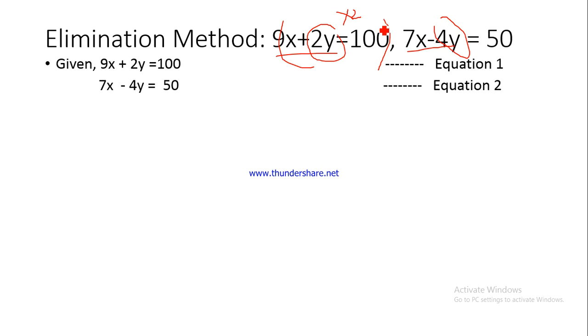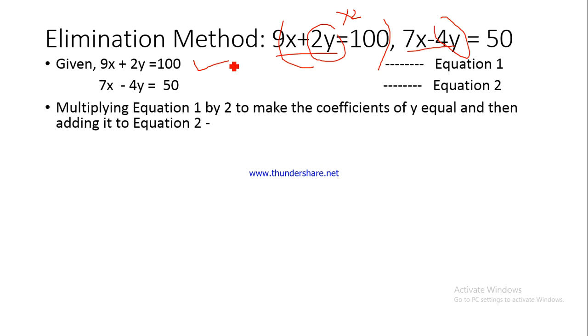But now what I'm doing is I'm simply multiplying equation 1 with 2. So I've done that, multiplying equation 1 by 2 to make the coefficients of y equal, and then adding it to equation 2, right? So basically I've made the coefficients of y now equal. So the first equation basically becomes the third equation, because now it has been multiplied by 2 throughout, which means on the left as well as the right hand side.